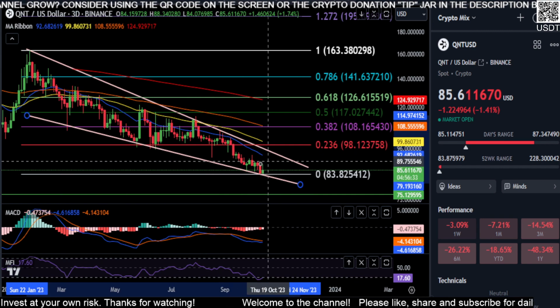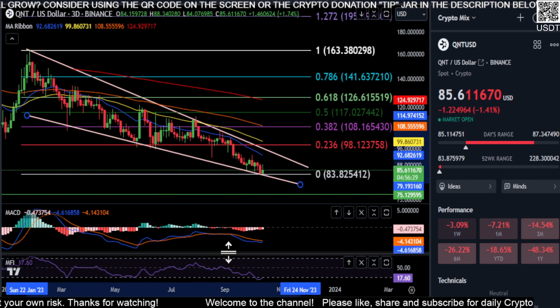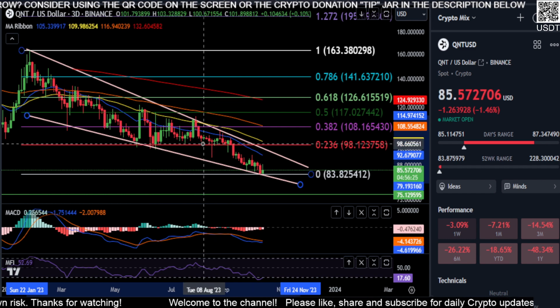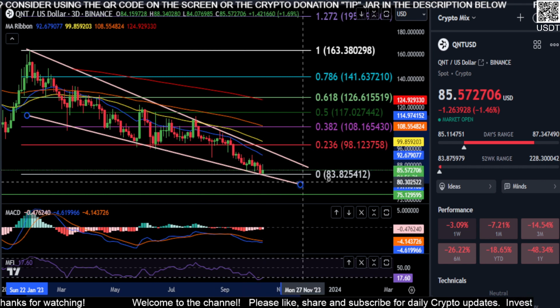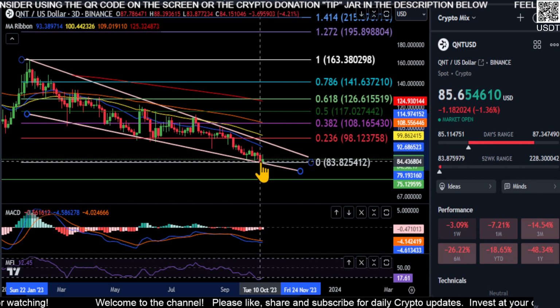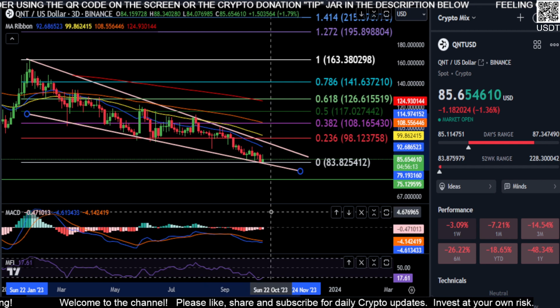The price is going down. We do have bullish divergence, as you can see from the MACD here going up, not the stock RSI. So is this the bottom? That is the big question that everybody's wondering. How low is QNT going to go? This could potentially be the bottom indicated by this pattern and this bullish divergence.